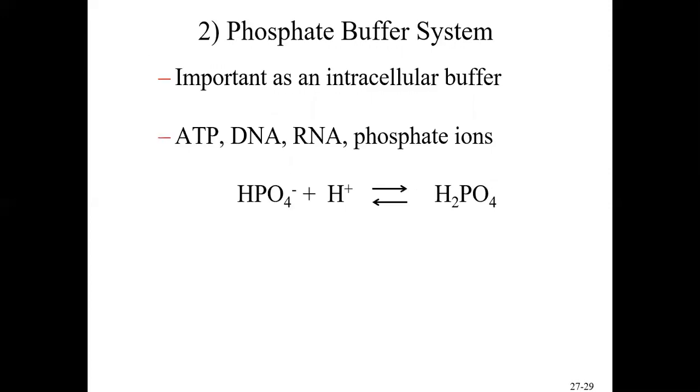Number two is the phosphate buffer system. Anywhere you find that high in phosphate, you'll find basically an inherent buffering system. This is mainly found intracellular, inside of the cells. So think about the places we just said you find phosphate: in your ATP, your DNA, and your RNA. Those are three main areas where you find phosphate inside of the cell. And so it basically works the same way.